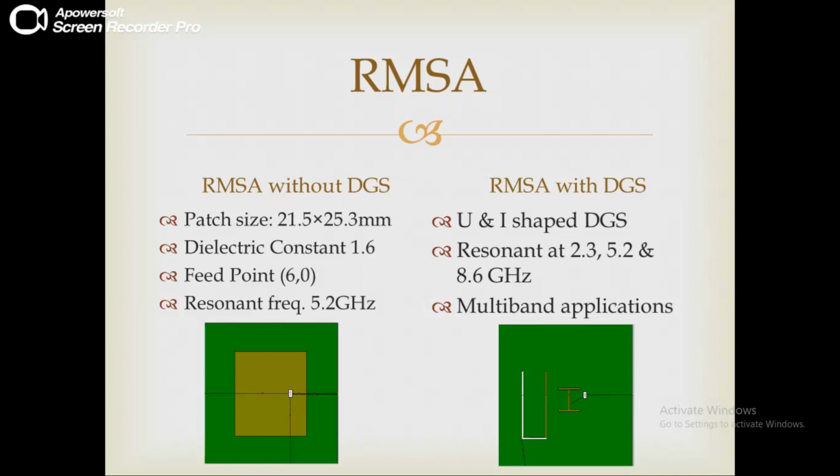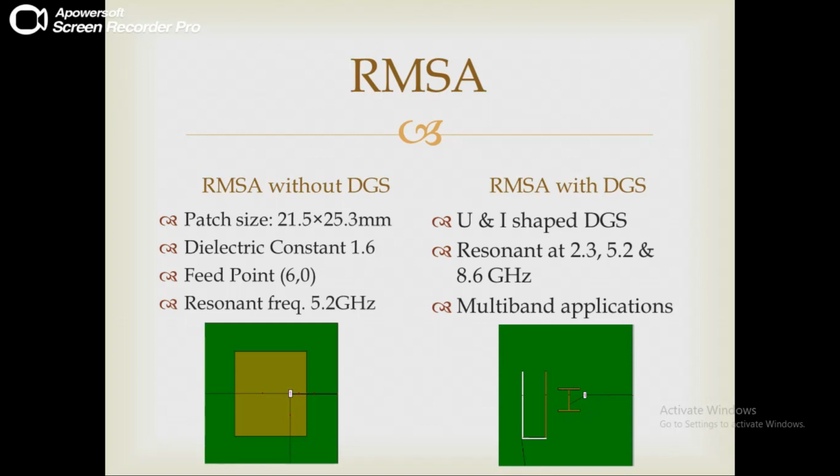Now we will talk about the first part of our project, that is the rectangular microstrip patch antenna without DGS and with DGS. Here we have selected the patch size to be 21.5 mm by 25.3 mm. The dielectric constant selected is 1.6. The feed point is at 6.0. The frequency of resonance is 5.2 GHz.